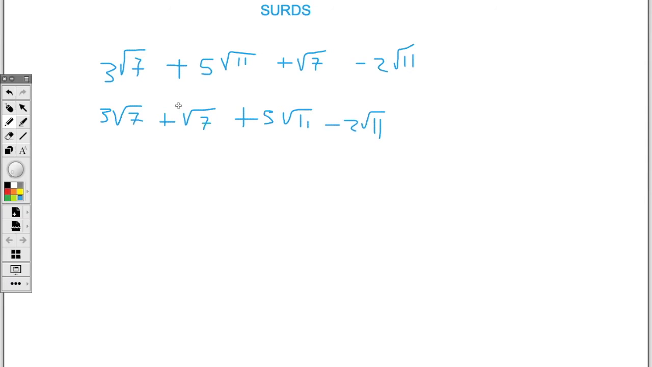So root 7 is the same thing as 1 root 7. What we do, just as in algebra, is write back the root 7, then we add the coefficients. So we have 3 plus 1 to give me 4. Same thing here, we write back the root 11. Then we say 5 take away 2, I'm left with 3. And this is how you simplify.